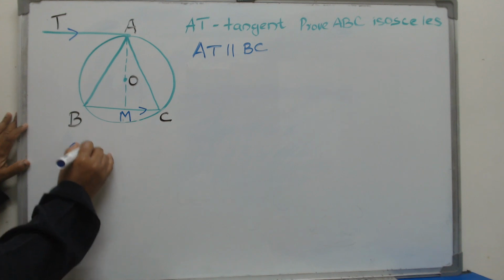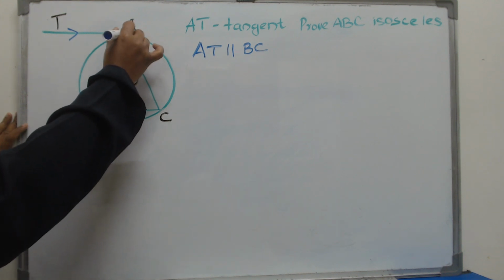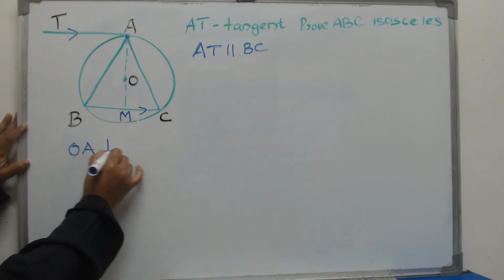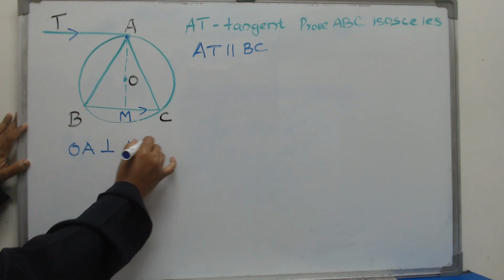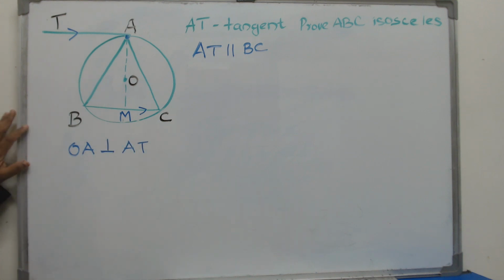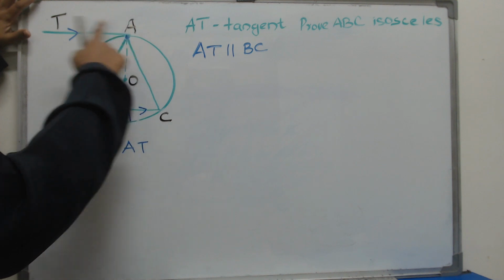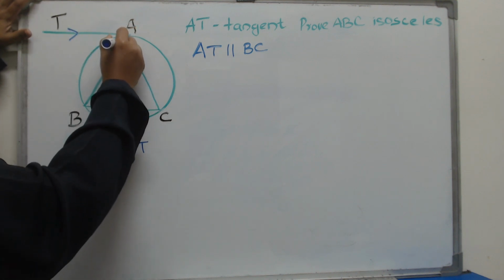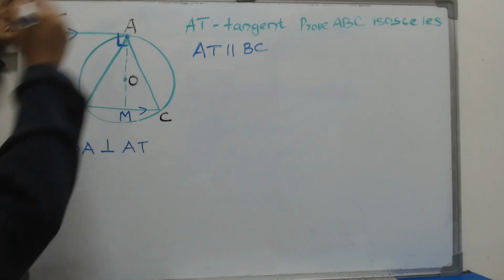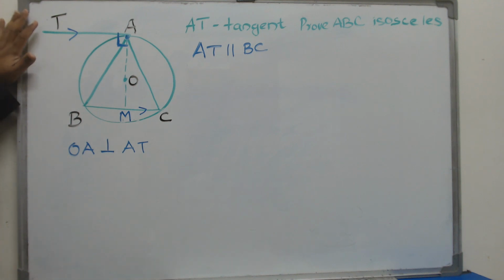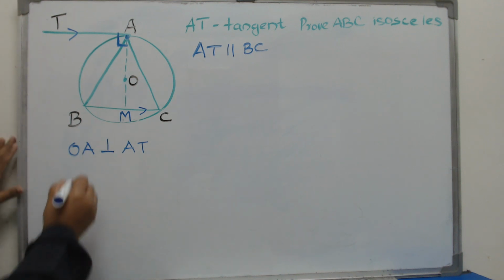At the point of contact here, the radius and the tangent are perpendicular to one another, which means OA and AT are perpendicular, which means this whole thing is what? 90 degrees.